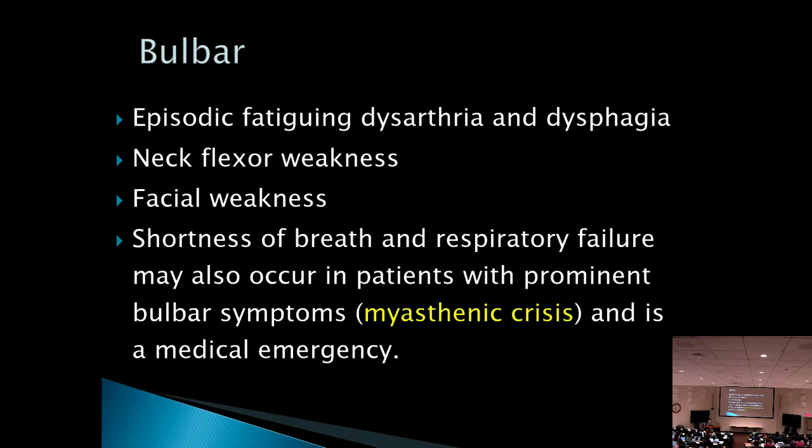Myasthenic crisis is highly correlated with bulbar symptoms of dysarthria and dysphagia. So when we have someone with myasthenia who's choking on their food, who's having slurred speech, we're especially concerned about that patient, that they may have the respiratory involvement.